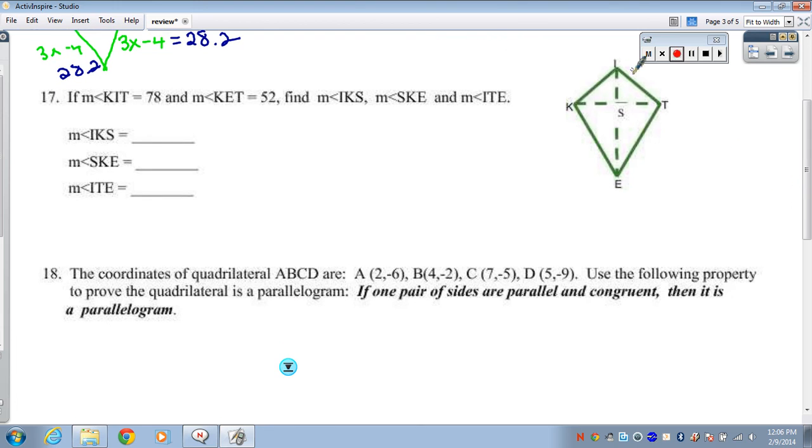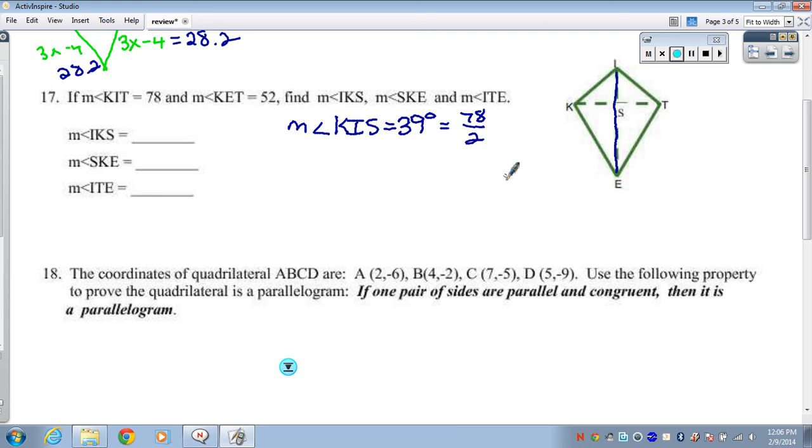The measurement of angle KIT is 78 degrees. Remember, this diagonal, which is the line of symmetry, bisects angle E and angle I. So if angle KIT equals 78 degrees, the measurement of angle KIS equals 39 degrees. That's 78 divided by 2.